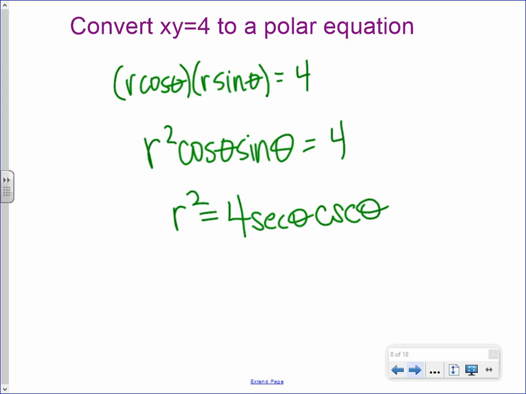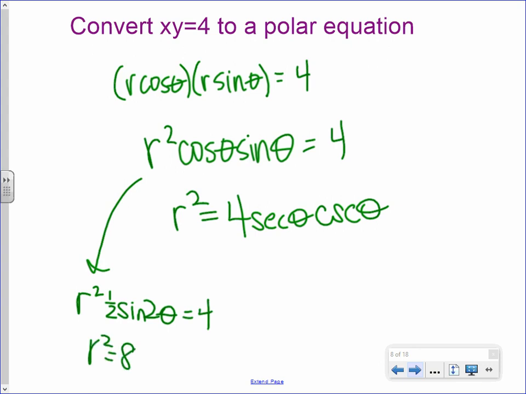Wait, couldn't you, beforehand, if it's cosine theta, sine theta, use one of those rules instead? So you're saying here go r squared. I think it would be 1/2, and you could have sine 2 theta. So then r squared would be 8 cosecant 2 theta? Is that right? I think so. Either one I would accept. I'm not going to force you to use that identity, but if you recognize it, go for it.